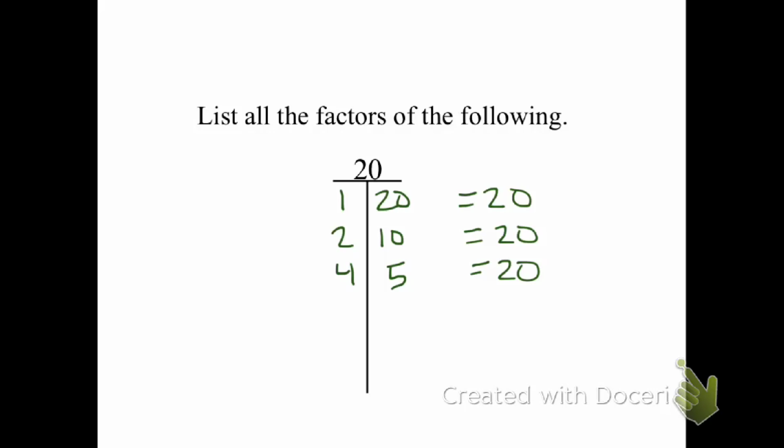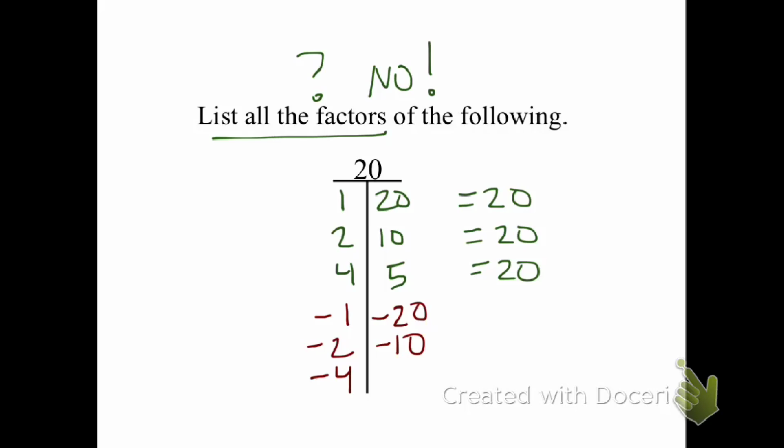6 won't work, neither will 7. Now, are these all the factors? Technically, no. What do you mean? Well, technically we also have negative factors. -1 times -20. -2 times -10. -4 times -5. Well, how do these work? Because when you multiply them, two negatives always gives you a positive, so you end up with a positive 20.